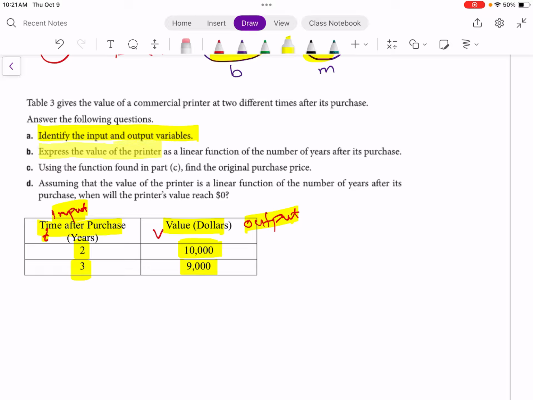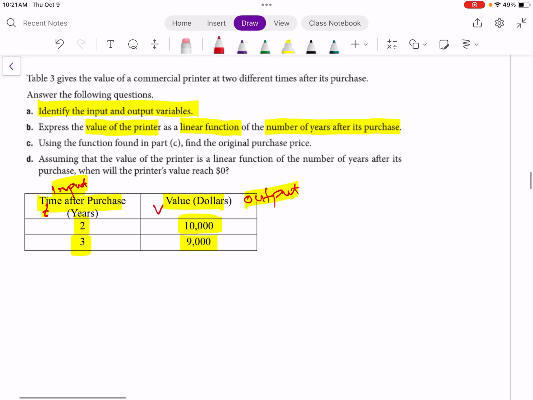We have to express the value of the printer as a linear function of the number of years after its purchase. So we have to express the value of the printer, v, as a linear function of t. Linear function means we have to find a linear equation. So a linear equation is a linear function. Our input is t here, v is the output.